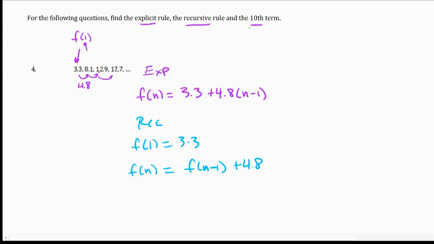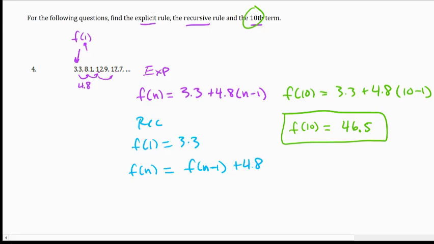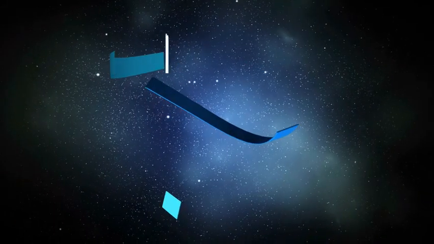And to find the 10th term here, I'm just going to use the explicit rule and plug in 10 to find the 10th term, which is why the explicit rule is helpful. And as we go through this, 3.3 plus 4.8 times 10 minus 1, and plug this into a little bit of a calculator to get my 10th term here, which is 46.5, it looks like. Hopefully I plugged that into the calculator correctly to get my 10th term.